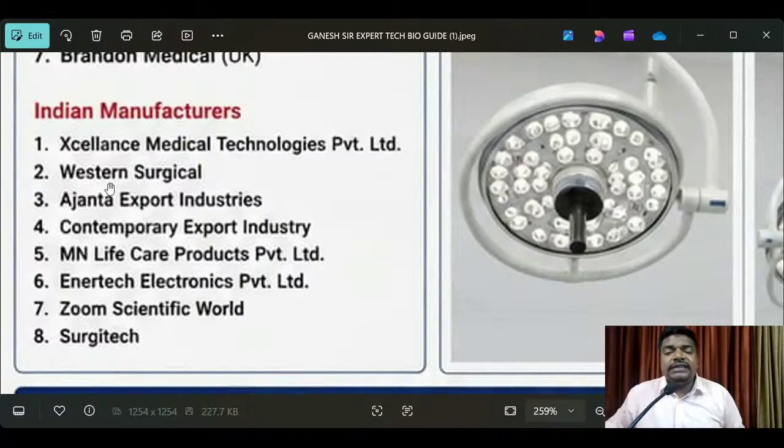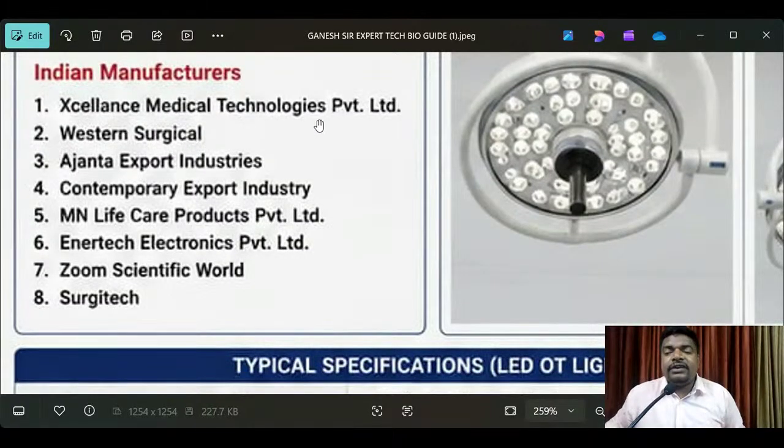Indian manufacturers of the OT light. See here: Excellence Medical Technology Private Limited, one of the companies, and Western Surgical, Ajanta Export Industries, Contemporary Export Industry, MN Life Care Products Private Limited, Enertech Electronics Private Limited, Zoom Scientific Wall, and Surgetic. These are the 8 companies. And one more thing, Shalya is also there. Now mostly we observe OT lights are Shalya. That is very recommended, and performance is also excellent. Now in many hospitals we find only those.